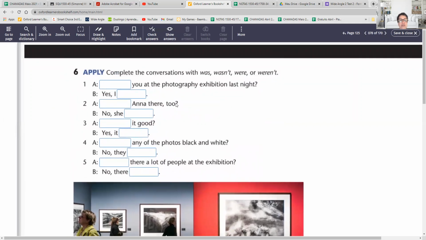Okay. So let's see here. The first one, it's a question. Okay. You at the photography exhibition last night. So if it's a question and it's a yes, no question, I should start using the verb, okay? If it's not the verb to be, I should use an auxiliary. But the verb to be doesn't need an auxiliary. So we just have to place the verb before the subject up front, okay? So let's see number one. What should I put, guys?